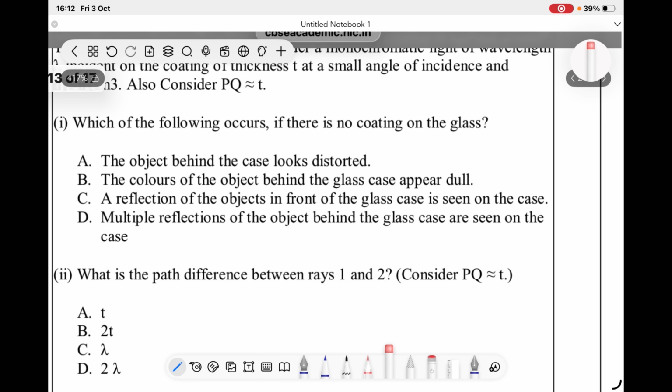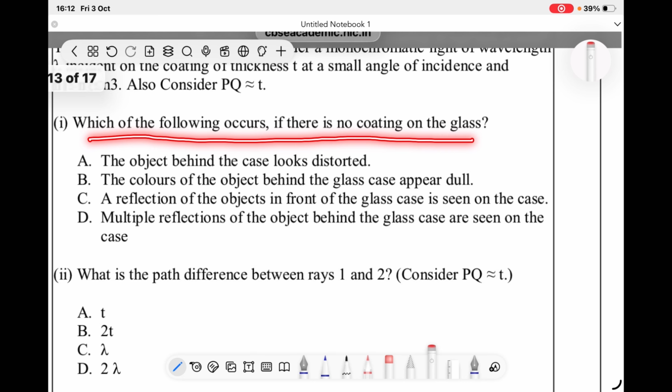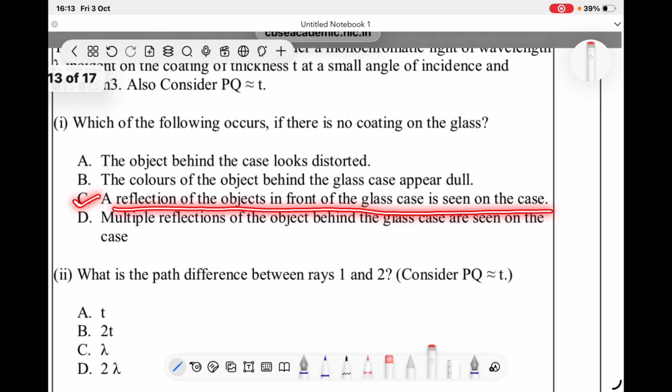First question: which of the following occurs if there is no coating on glass? अगर coating नहीं होगा तो क्या होगा? They told already, why are we doing coating? To reduce reflection. So what will happen if there is no coating? Reflection will occur. So first, second, third. Third is okay: a reflection of object is seen. So reflection will occur if there is no anti-reflective coating. So this is the correct answer.